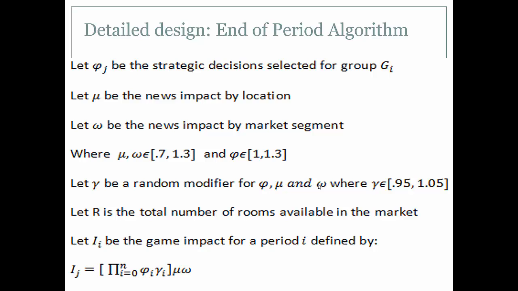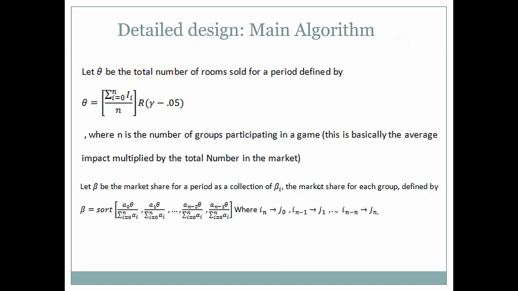So we'll also let R be the total number of rooms available in the market, and we let I sub j be the game impact for a period I defined by I sub j equals the product of phi times gamma, all multiplied by mu omega. We'll let theta be the total number of rooms actually sold, defined by the summation of the impact for each group divided by the number of groups multiplied by the total number of rooms in the market, further modified by gamma minus 0.05. That's where n is the number of groups participating in the game.